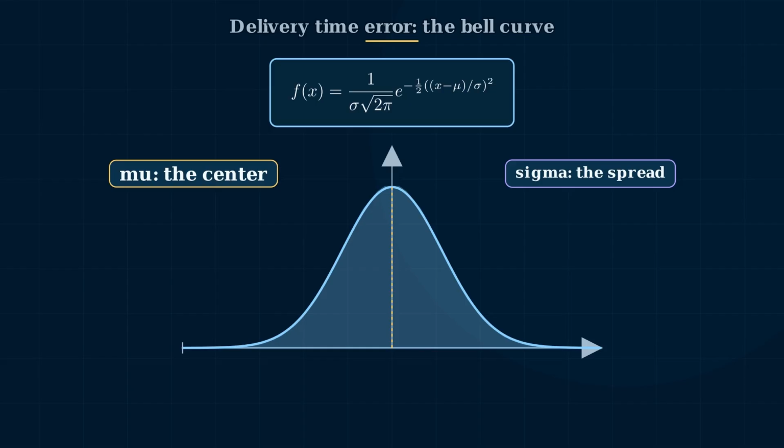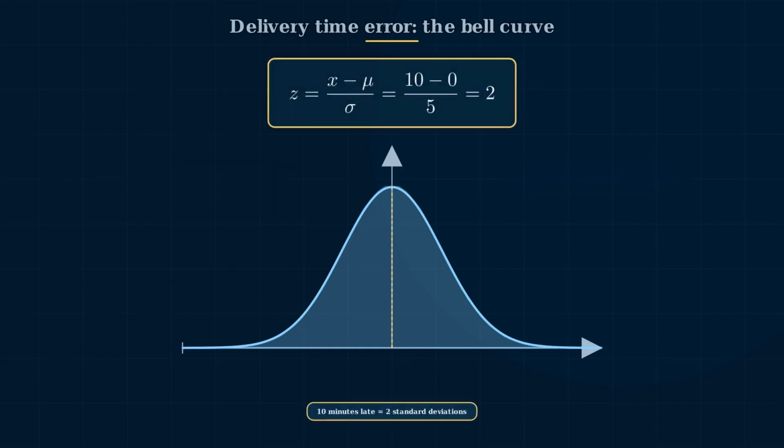Standardization measures distance in units of spread. The z-score is x minus mu divided by sigma. If delivery error has mean 0 and standard deviation 5 minutes, an error of 10 minutes has z equal to 2. It is 2 standard deviations late regardless of the original units.